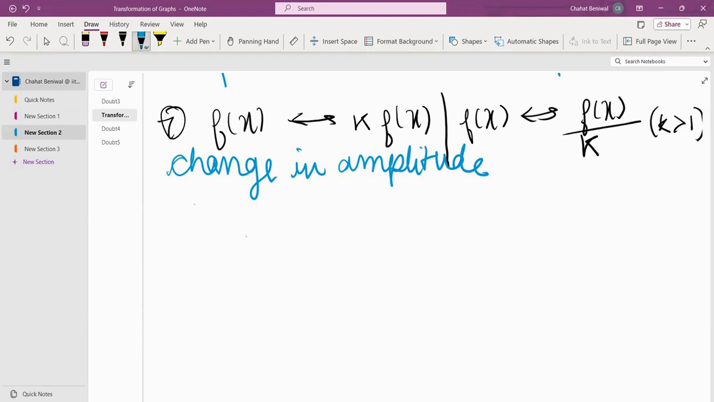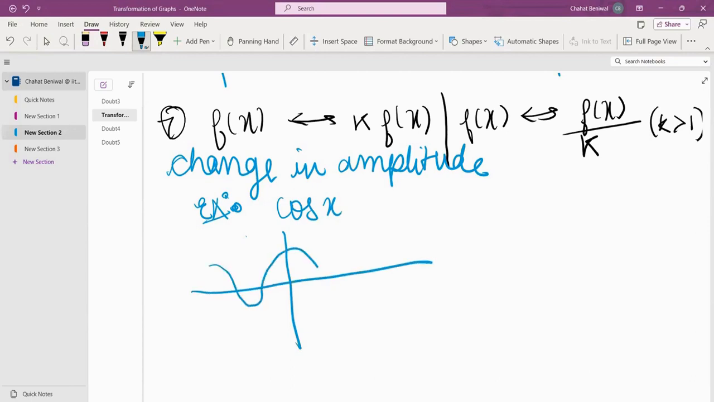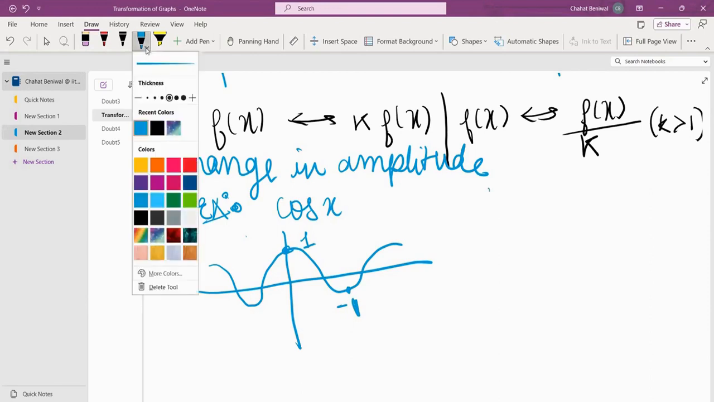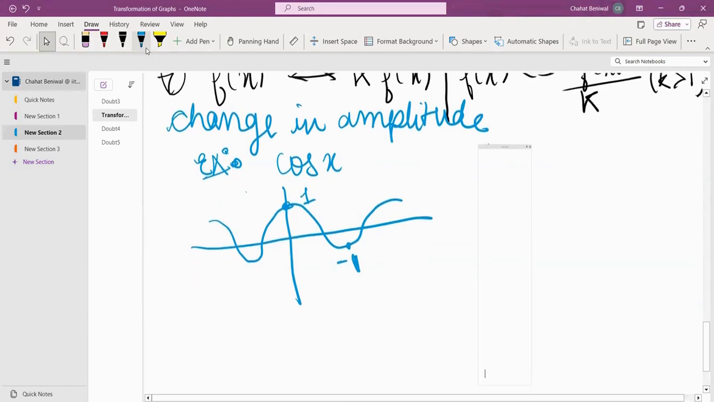So let us see with an example. Let us take cos x. So what is the graph of cos x? It's like this, where its range is from 1 to -1. Now what if we are told to make a graph of 3 cos x? So this is the graph of cos x.